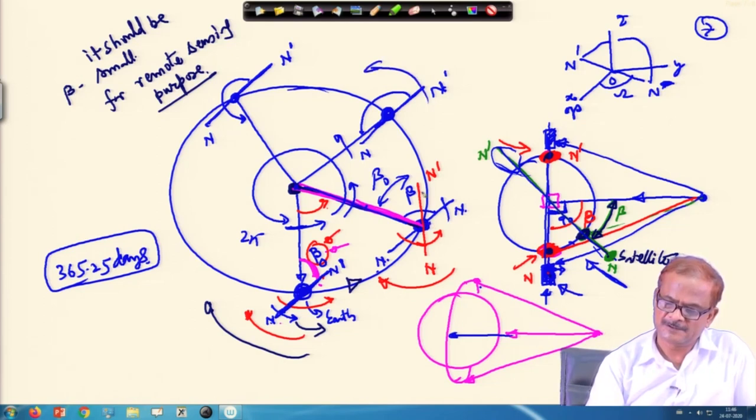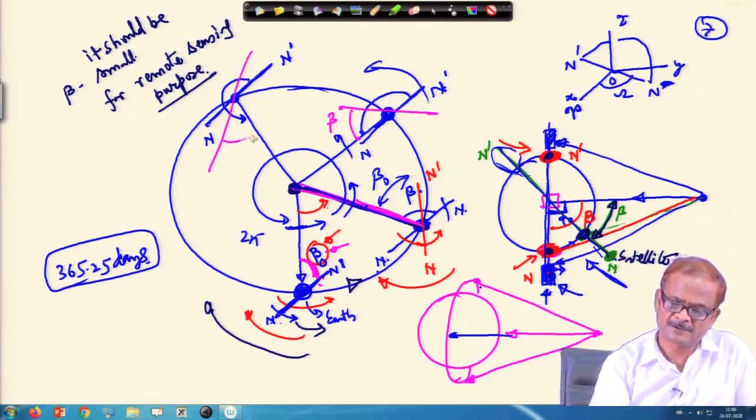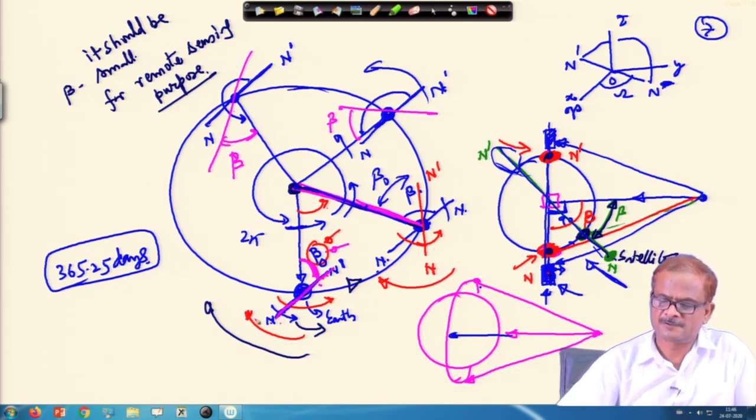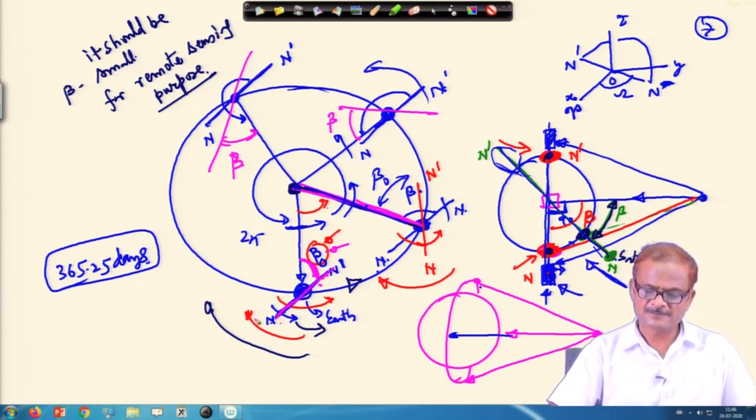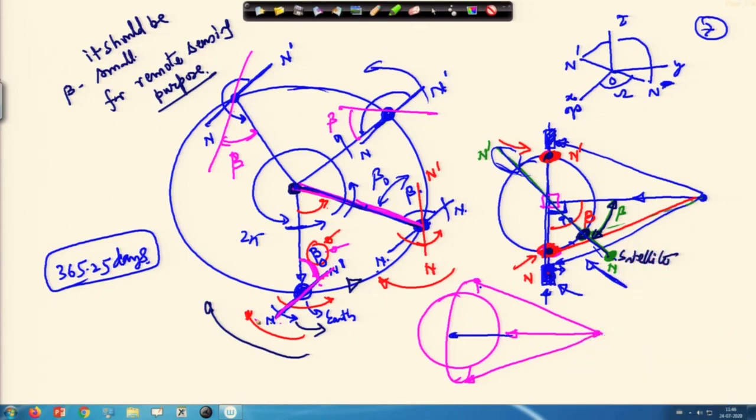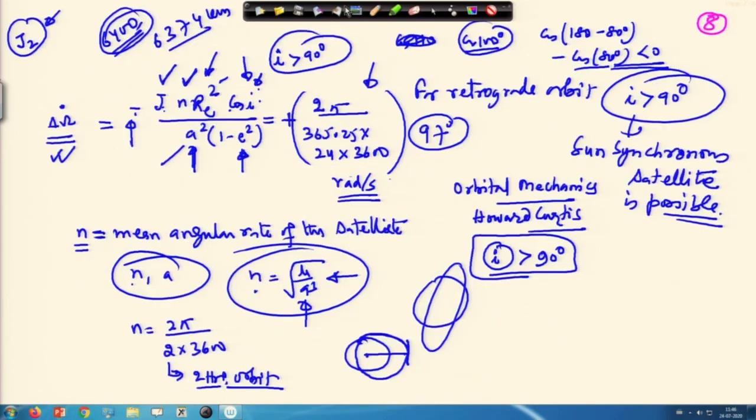So instead of being here, it will be shown by the red. Again, it will come here in this place so that this beta is maintained. Okay, here in this place, again, it should be something like this. So this beta is maintained. Okay, and ultimately it will again come back to this place, whatever is shown here. So this way your sun synchronous satellite is maintained. Of course, because of the perturbation, the I also changes, and for that you have to maintain it periodically.